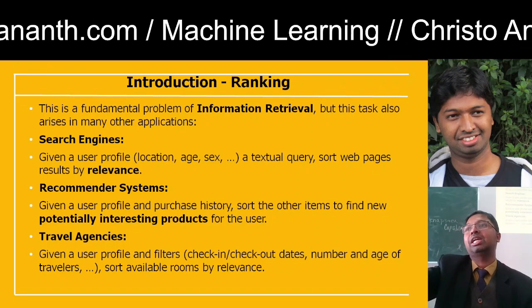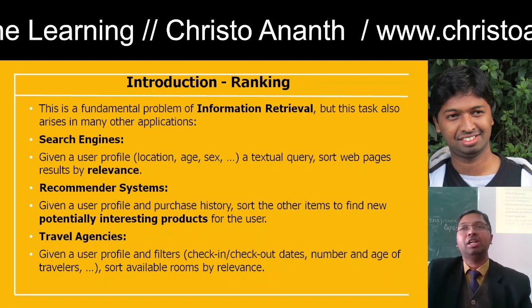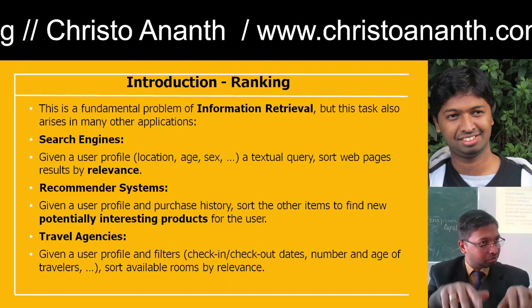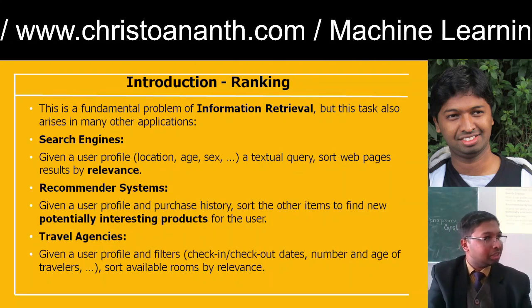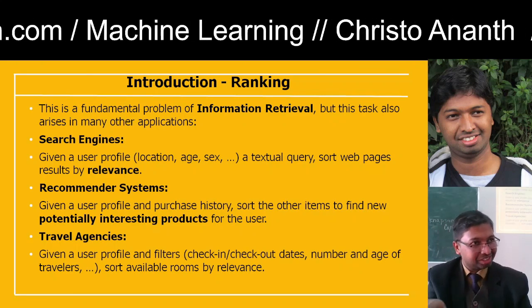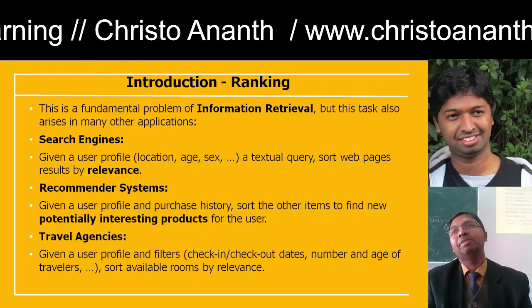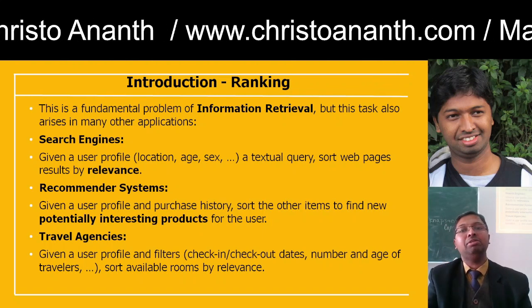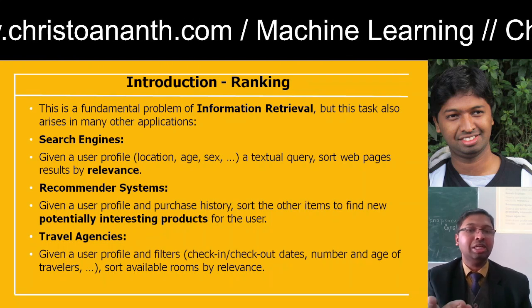For example, take the case of Amazon. You are ordering some product. You are searching for a fridge. Immediately it will show the fridge plus a washing machine, this one, this price. So immediately you will see that. That's a recommender system. You have the user profile, you have the purchase history, and you can sort the other items in order to find potentially interesting products.